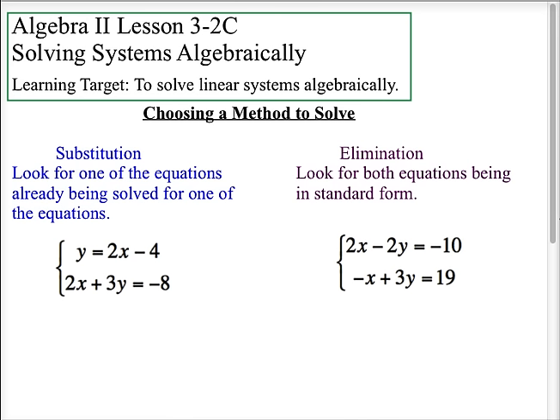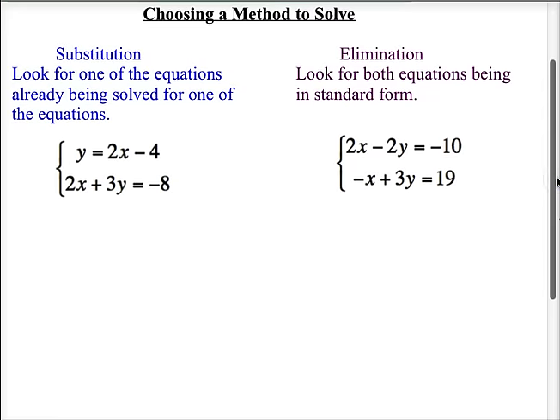Now when it comes to choosing a method to solve, basically for substitution, what you're looking for is if one of the equations is already solved for. All right, if one of the equations is already solved for one of the variables, then that's kind of an indicator that substitution would be an easy method to solve it. Elimination, what you're looking for is both equations to already be in standard form. Again, you can always use either one.